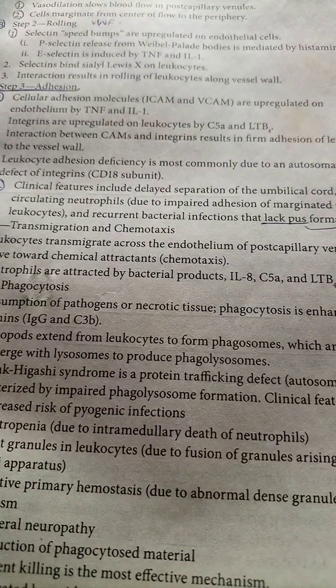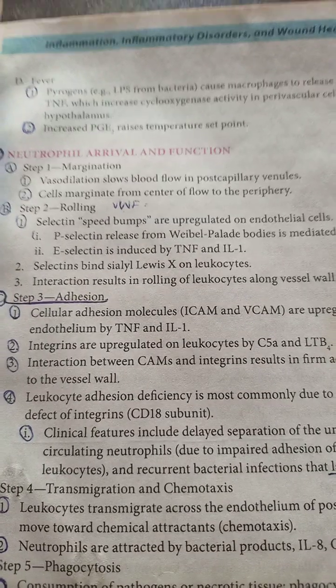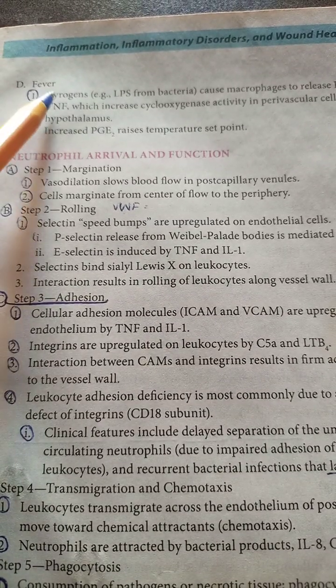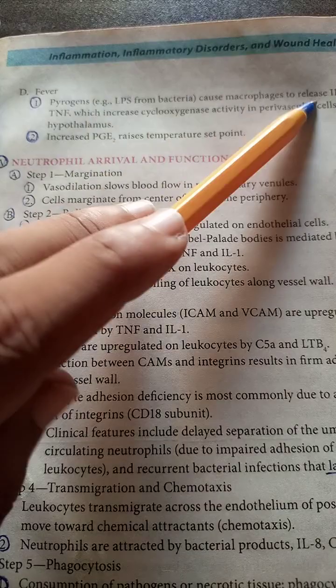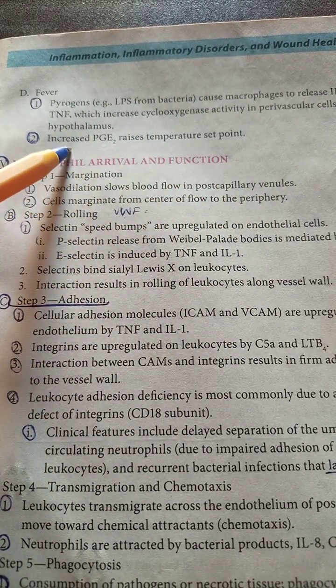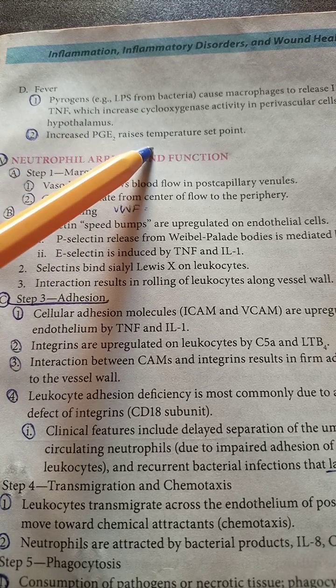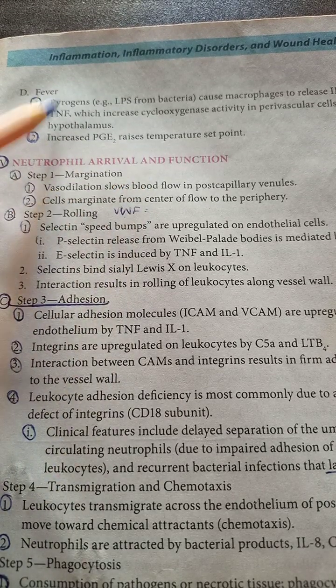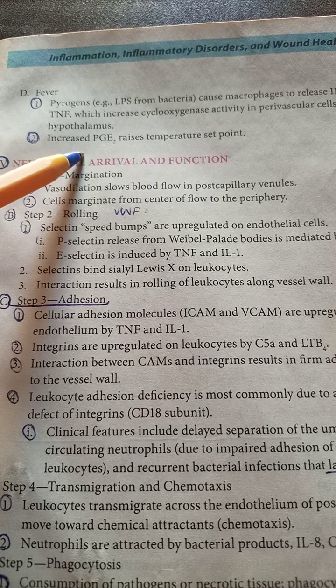And the last one will be fever. The last cardinal sign of inflammation will be fever. Fever will be because of interleukin 1 and tumor necrosis factor. Interleukin 1 and tumor necrosis factor increase prostaglandin E2, which raises the temperature set point and results in fever. These are the cardinal signs of inflammation.